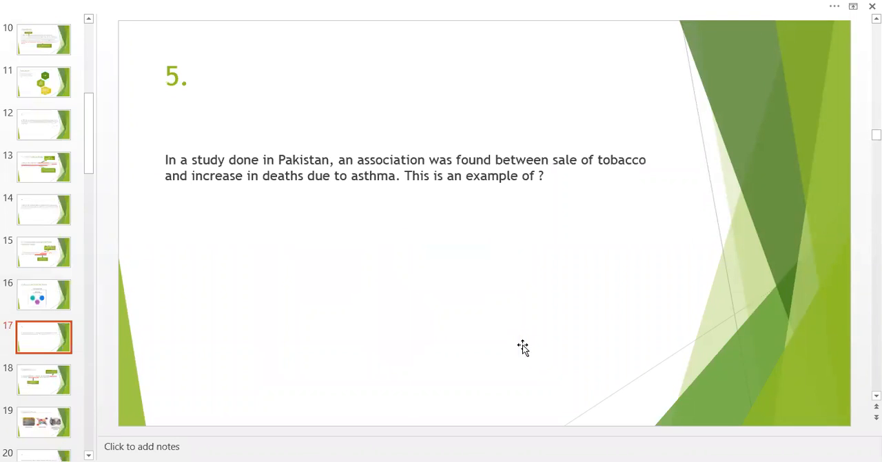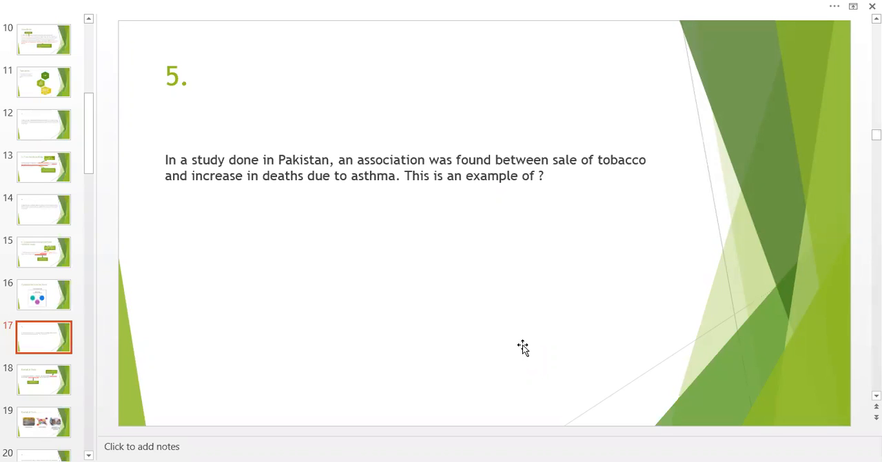Scenario number 5. In a study done in Pakistan, an association was found between sale of tobacco and increased deaths due to asthma. This is an example of... Dr. Meha would answer it. Dr. Meha, please unmute yourself. Yes, what is the answer?